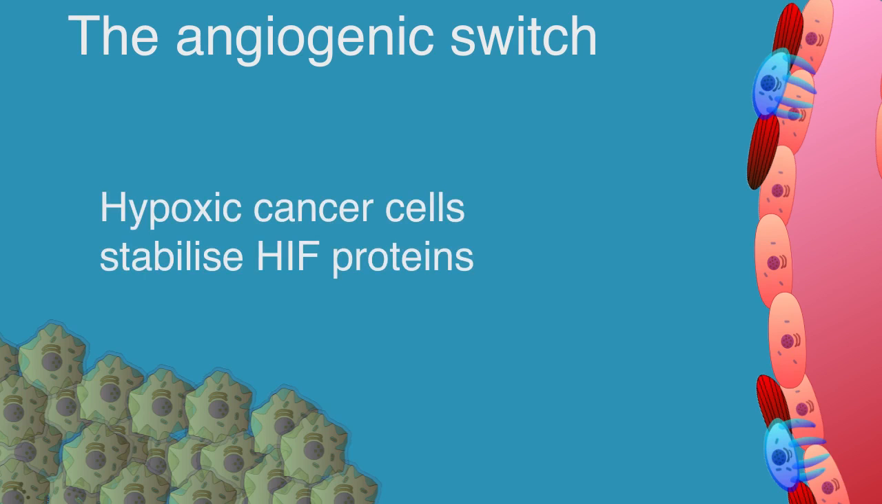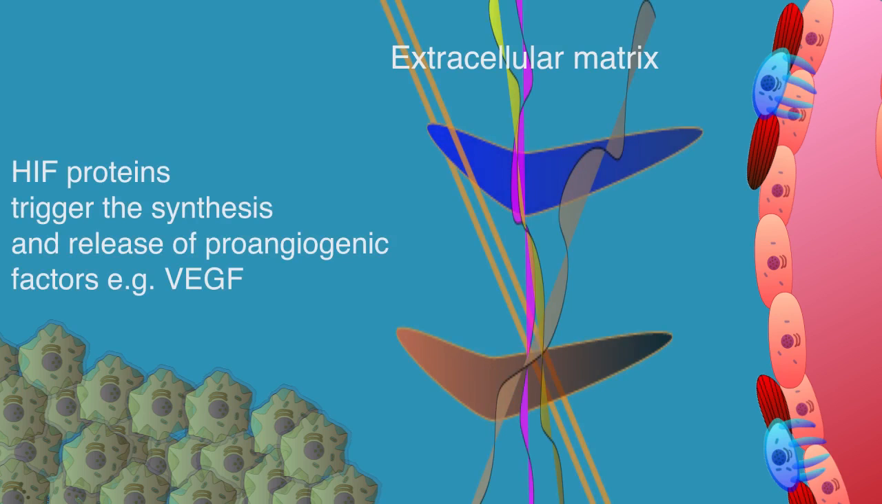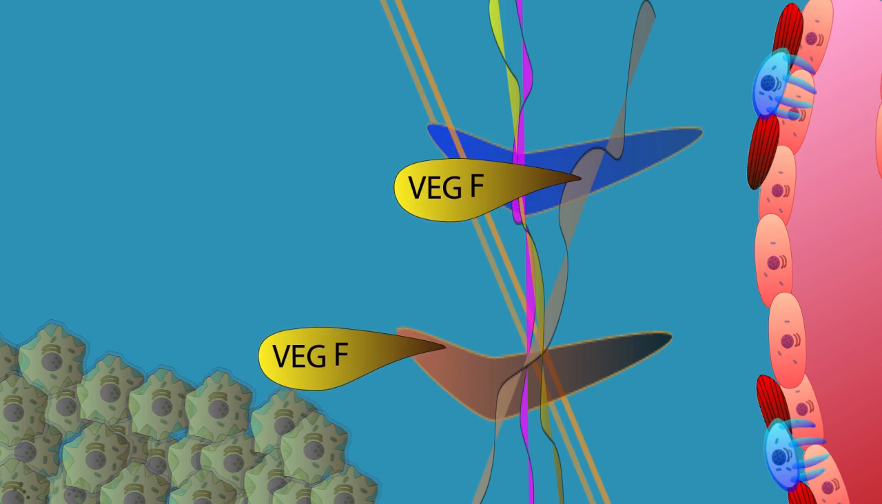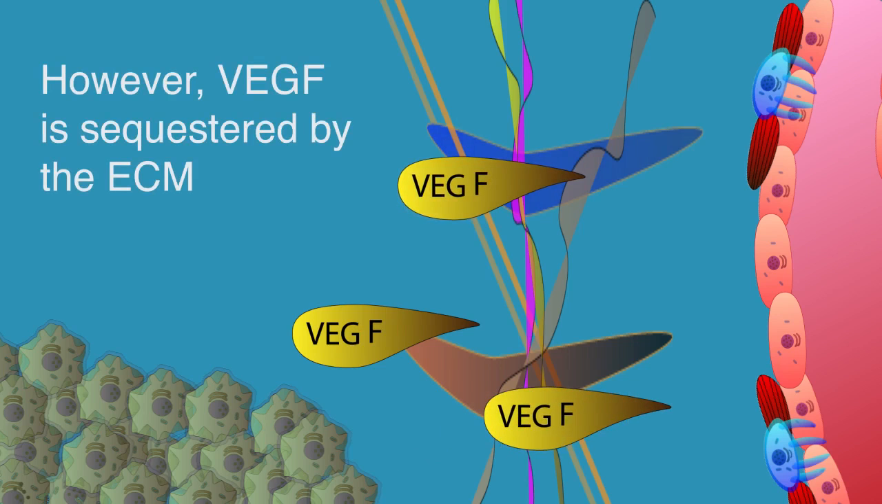Hypoxic cancer cells stabilize hypoxia-inducible factors, also known as HIF proteins. You can also see that separating the cancer cells from their capillary is the extracellular matrix. Hypoxia-inducible factors trigger the synthesis and release of pro-angiogenic factors such as vascular endothelial growth factor, or VEGF. However, as you can see here, VEGF is becoming sequestered by the extracellular matrix, meaning it cannot reach its target receptors on the endothelial cell membranes of the capillary.